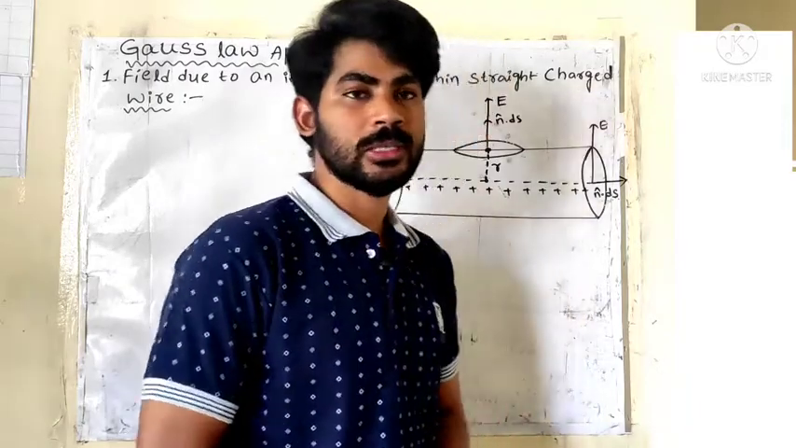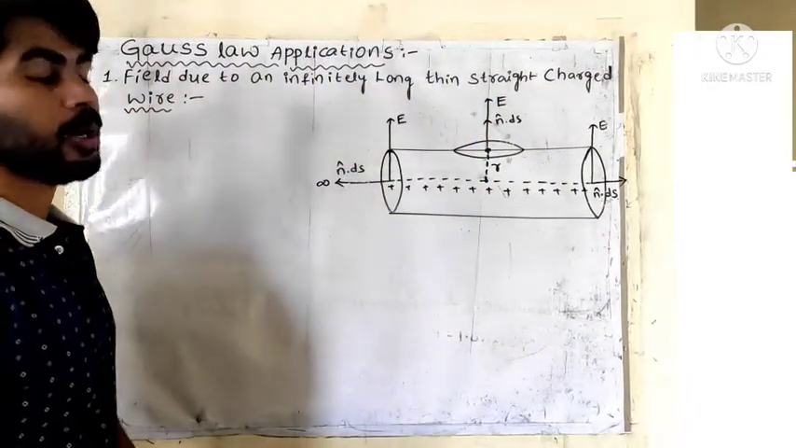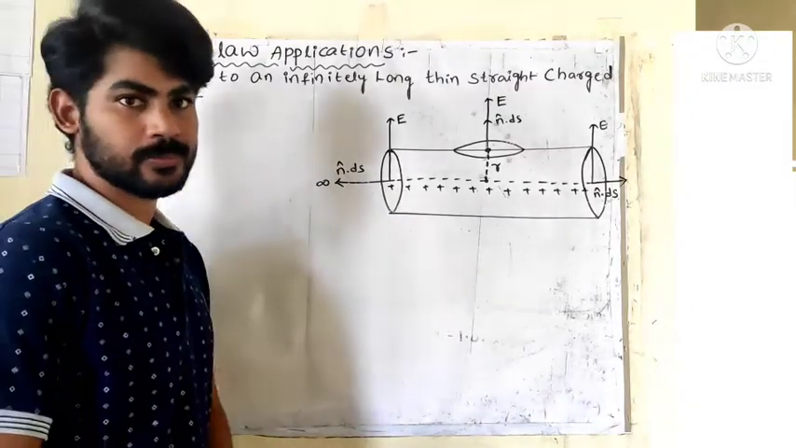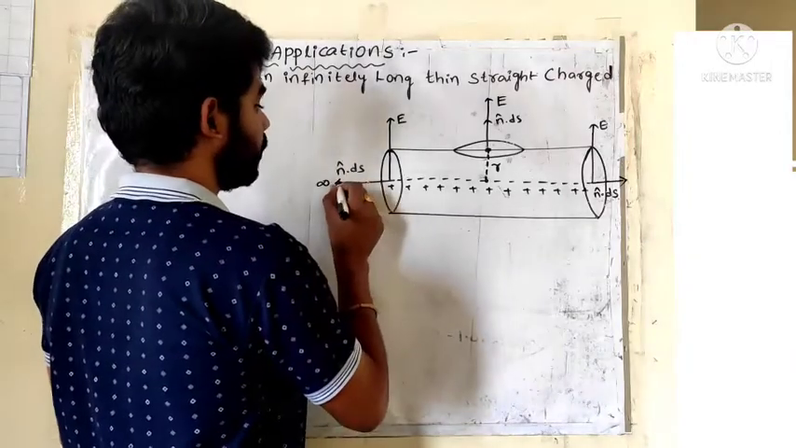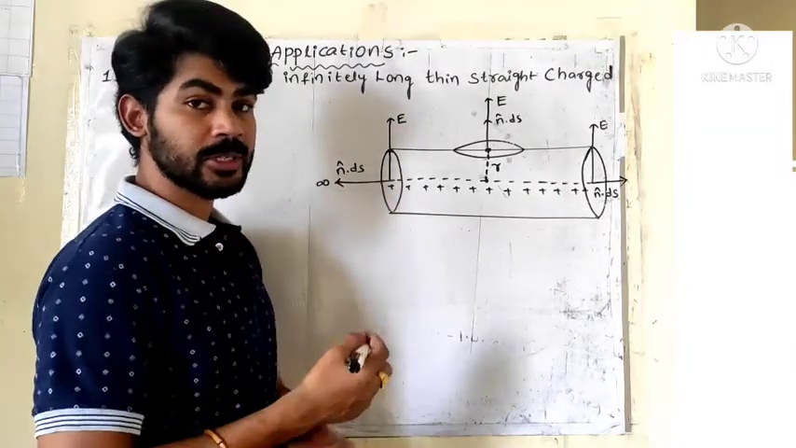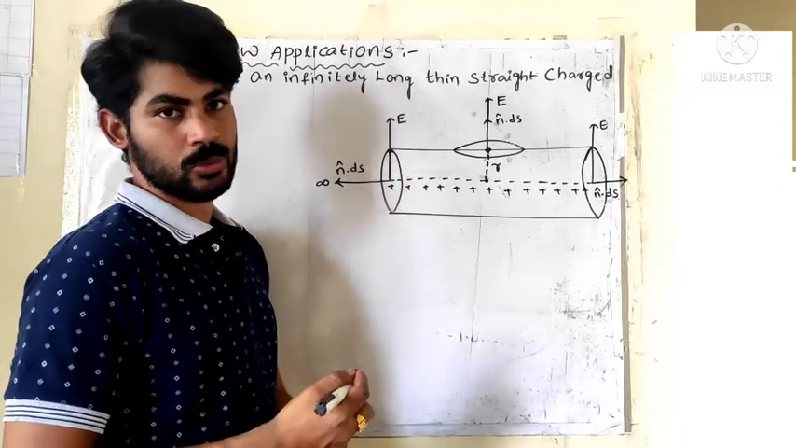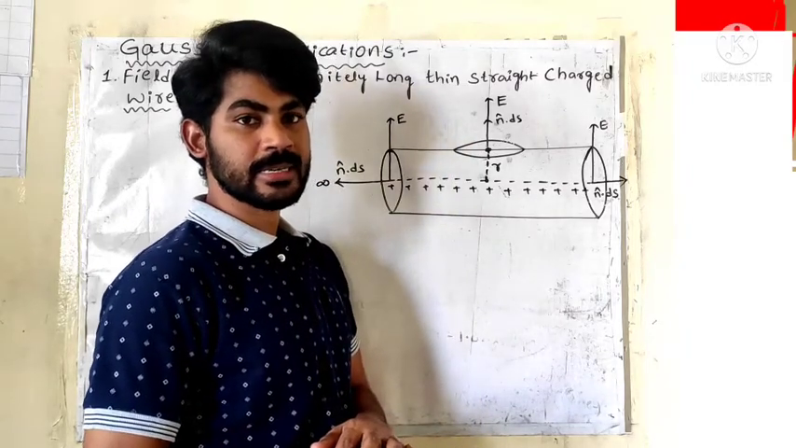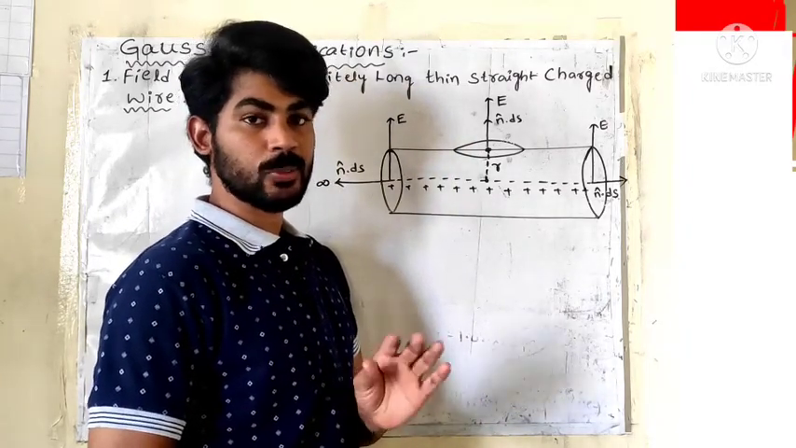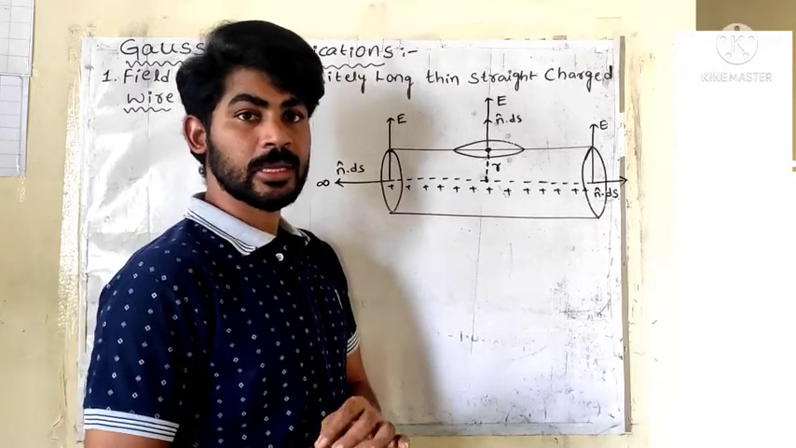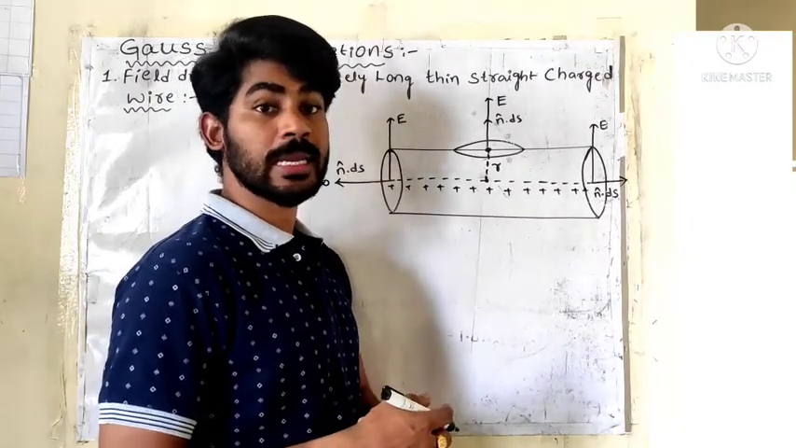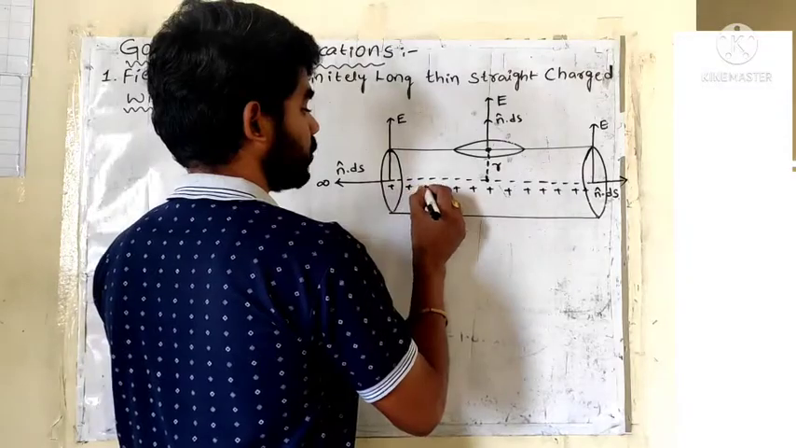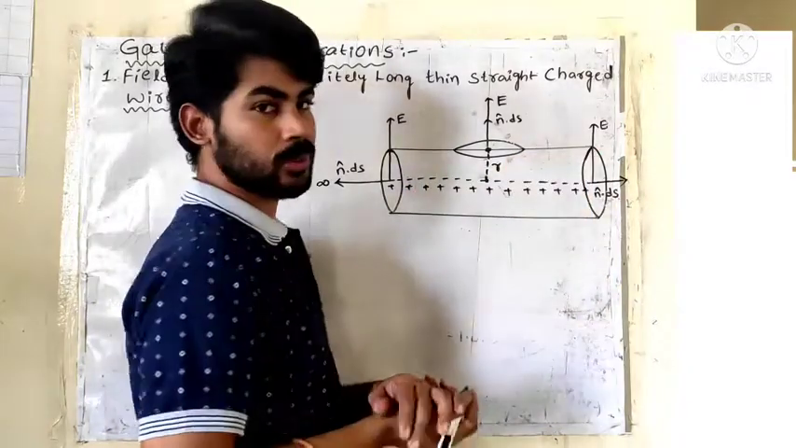Okay, now we are going to our topic, Gauss law applications. The first one is a uniform thin wire of infinite length. This is a uniform thin wire, and charge is distributed linearly. Linear means charge is distributed along only one axis, maybe the x axis, y axis or z axis. That type of material we call linear material. So this is the linear wire, with positive charge distributed linearly along one axis only.